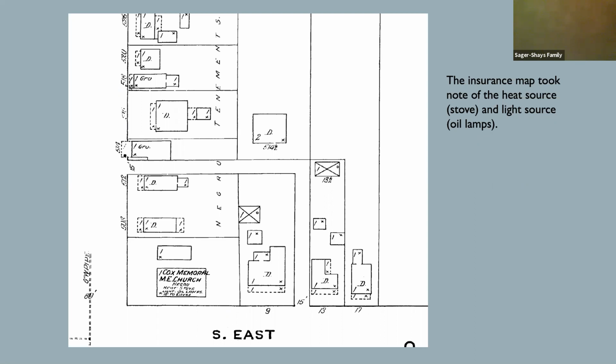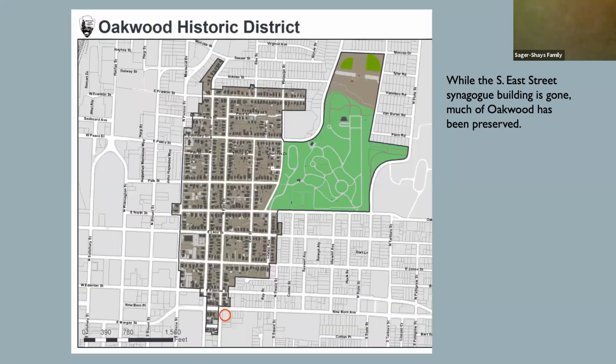If you do go, historic Oakwood are all the blocks shown in brown. Oakwood Cemetery, where we have our original Hebrew section, is shown in green. And it's really kind of nice to see that the other 3 corners from where our building would have been are still there. Jewish families who belong to the synagogue tended to live on the lower, the southern half of the Oakwood neighborhood. And a lot of Oakwood has been restored and is wonderful to see.